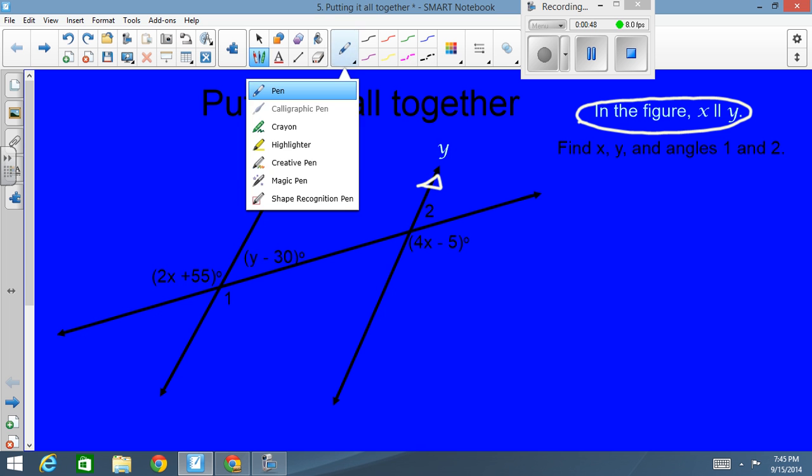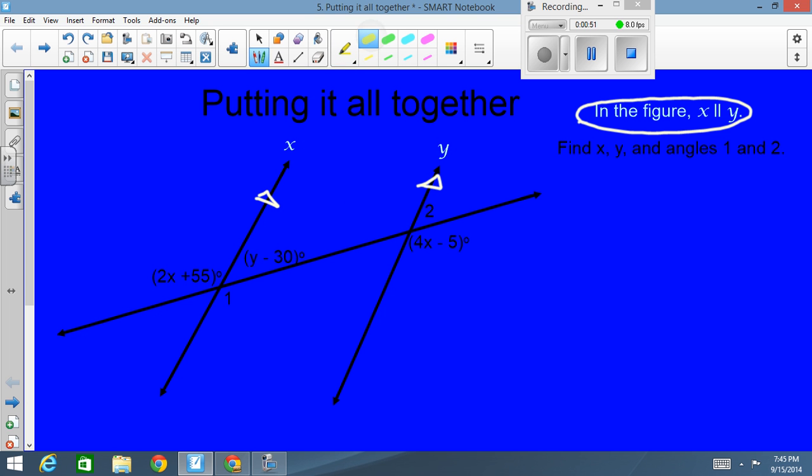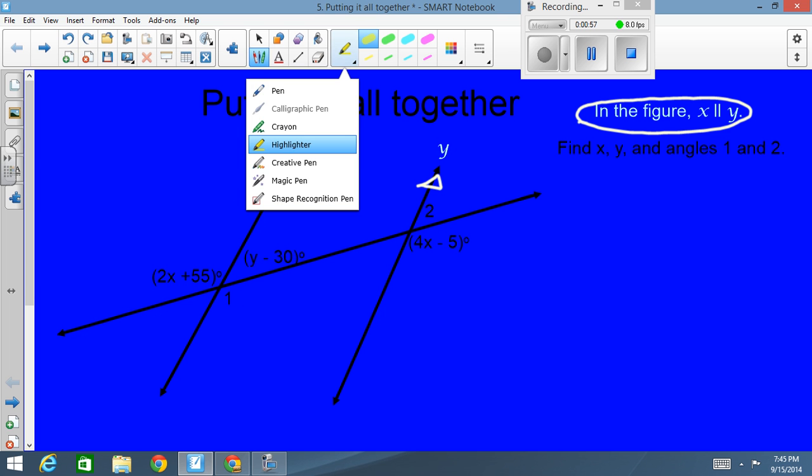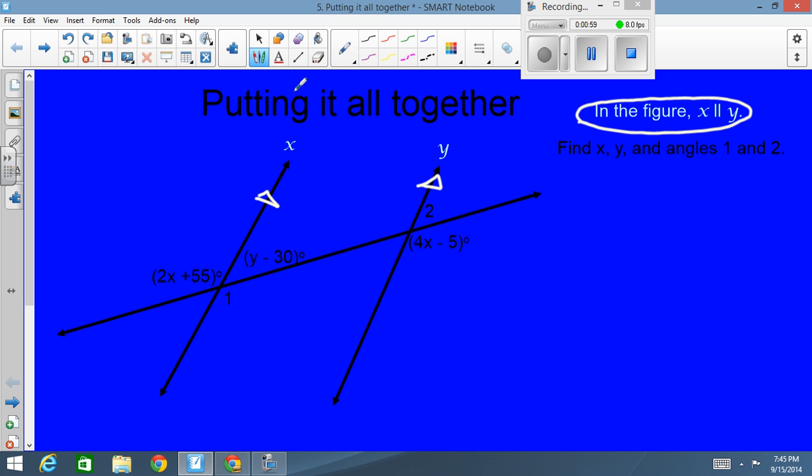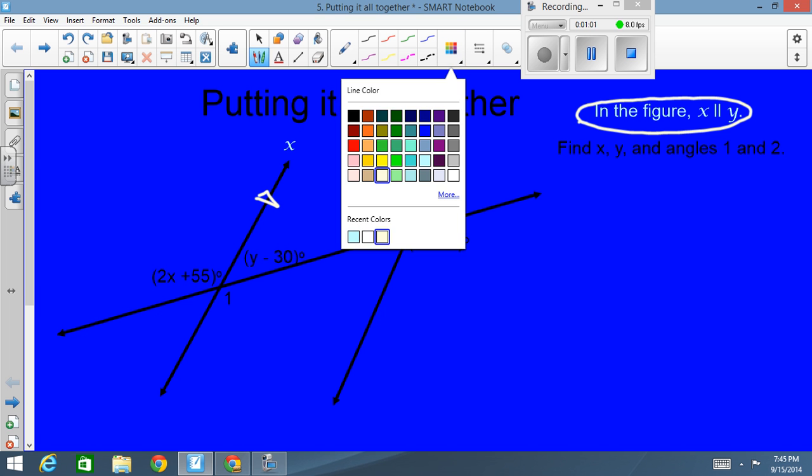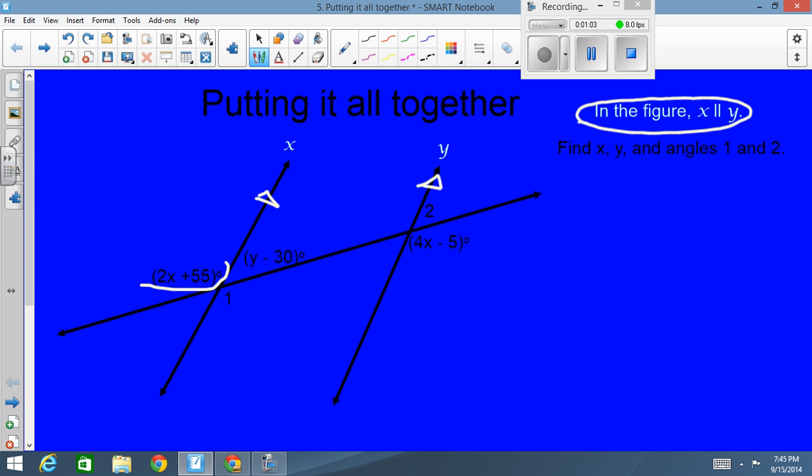The reason is x is the only term that is involved in two different angles. It's involved there and it's involved here. I couldn't solve for y because y is only part of one angle.